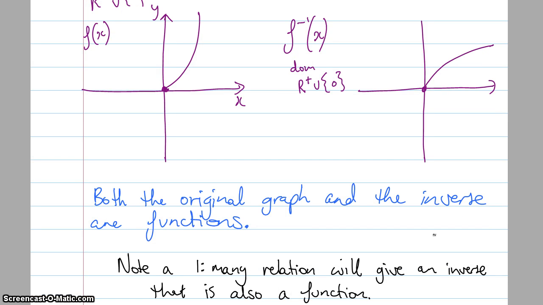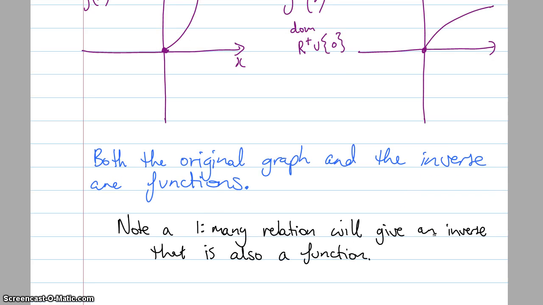Now, just one last thing is we do need to note that one-to-many relations will give an inverse that's also a function, but the original one wasn't a function. Okay, that was the second example that we looked at before. So hopefully that's made a little bit of sense. Often we want to restrict the domain so that we get an inverse function as well.